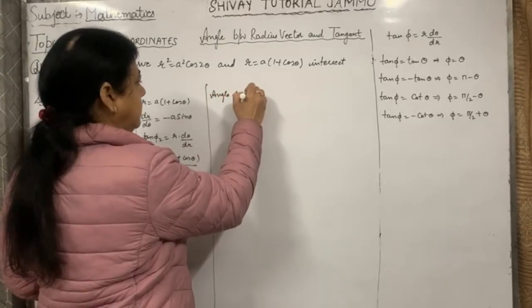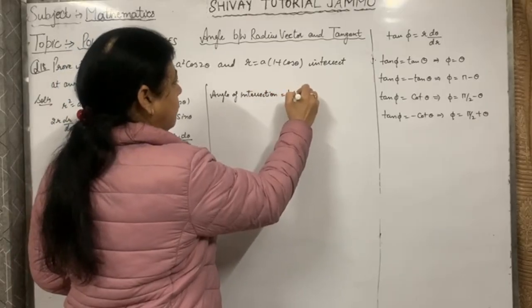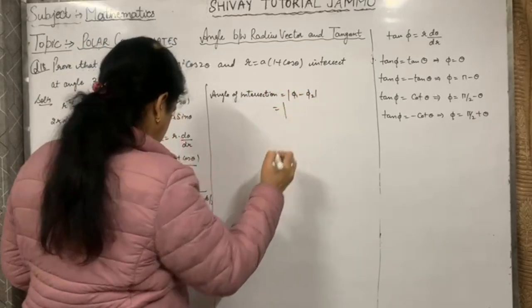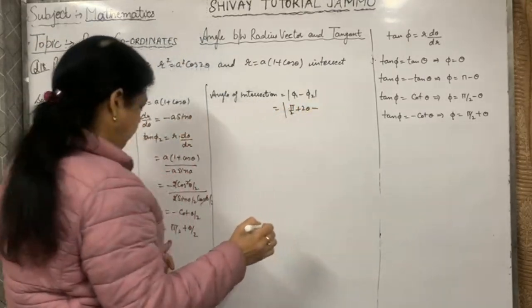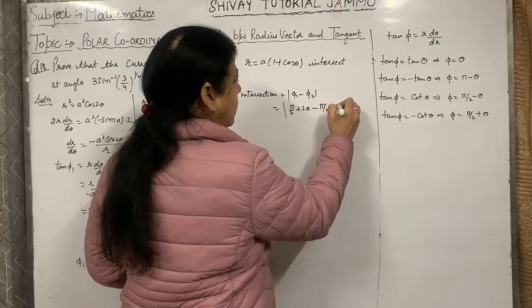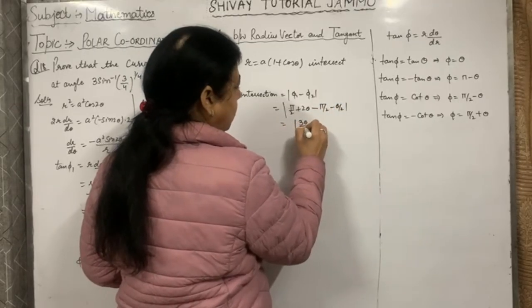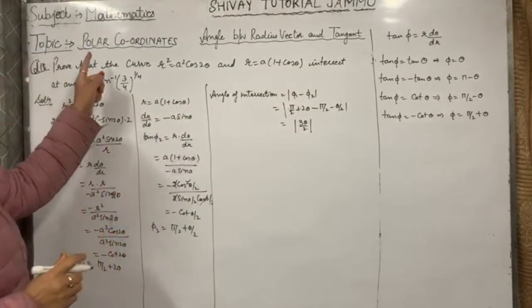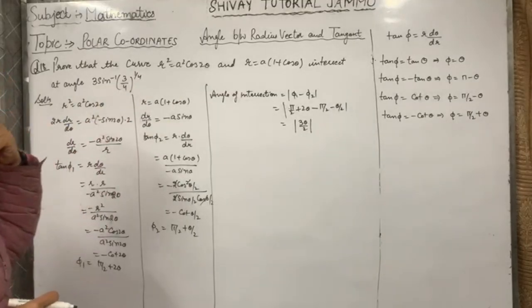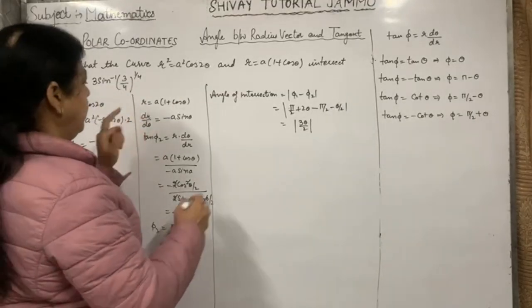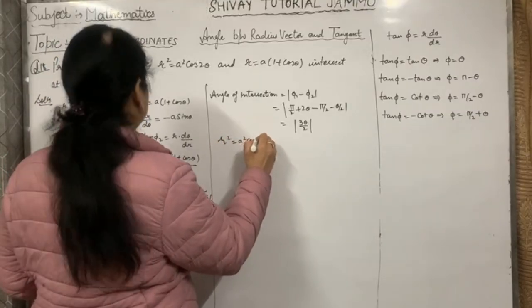Angle of intersection is phi 1 minus phi 2, pi by 2 plus 2 theta minus pi by 2 minus theta by 2. That is 3 theta by 2. Now, we have to prove that this is 3 sine inverse, so we have to find theta by 2. Clear?